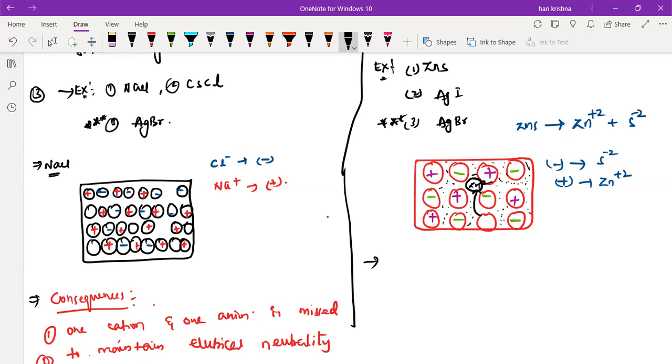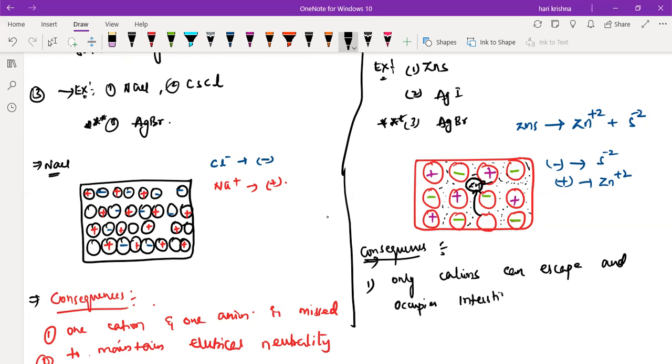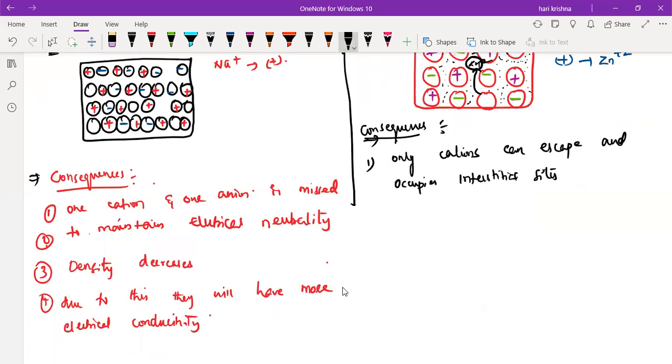Okay. So the consequences are what? First one, only cations can escape and occupy the interstitial site. What is the main reason? Again, electrical neutrality is maintained here.